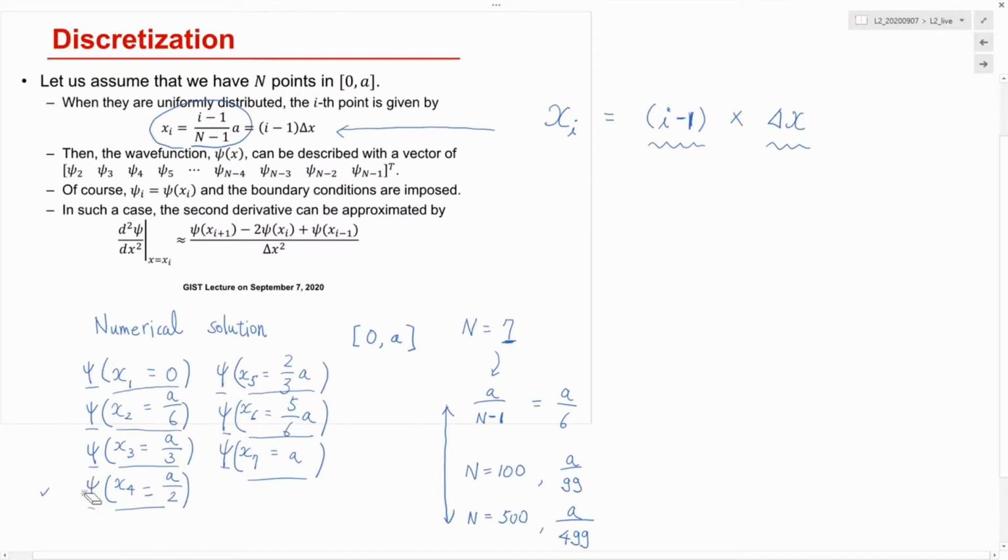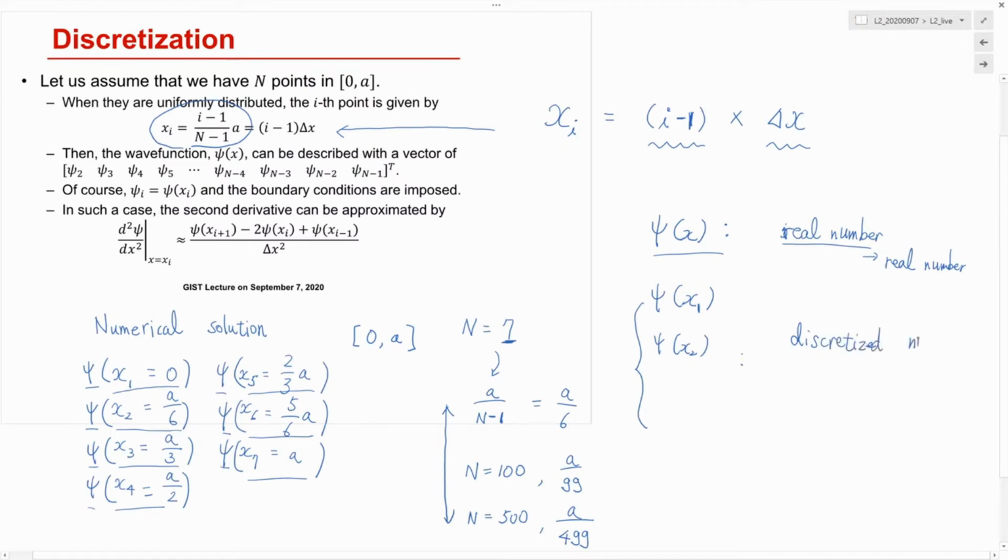So exact psi is the value at any point. So psi(x) is actually a function. However, psi at x1 or psi at x2 is just a number. This is a function taking a real number and generating a real number, and this is a continuous function. However, this one, psi at x1 or psi at x2, in this discretized sense, we just take discretized numbers such as x1, x2, or xn, and return the real number.